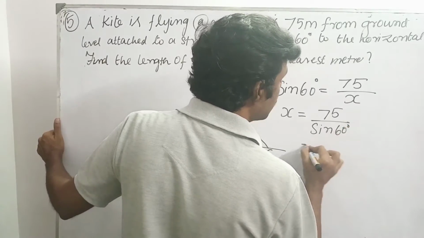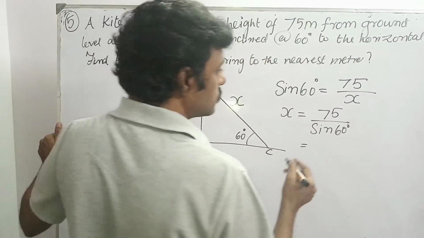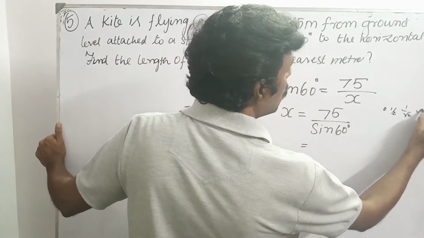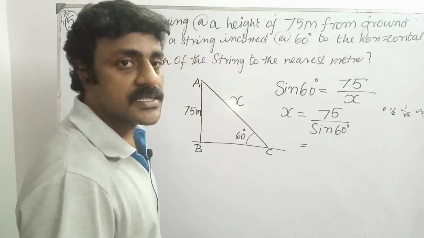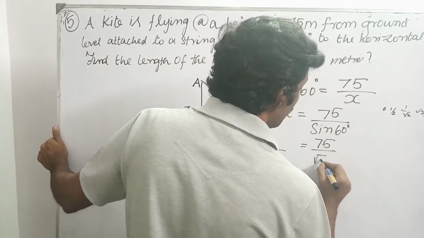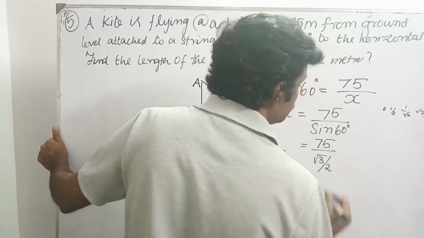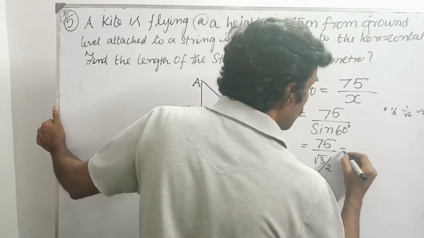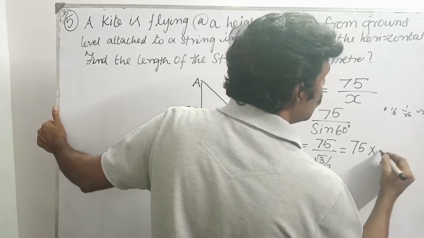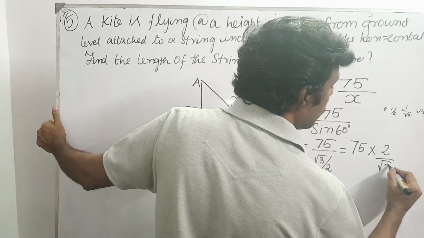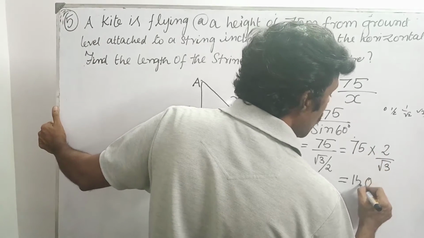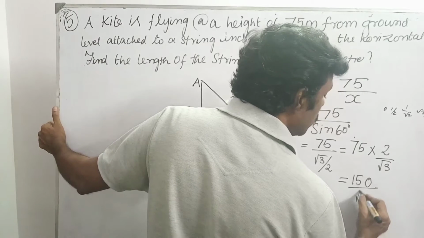So what is sine of 60 degrees? It is 0, 1/2, 1 by root 2, root 3 by 2. So root 3 by 2 is sine 60 degrees. So 75 divided by root 3 by 2 will be equal to 75 into 2 divided by root 3. Two 5s are 10, two 7s are 14, 15, so 150 divided by root 3.